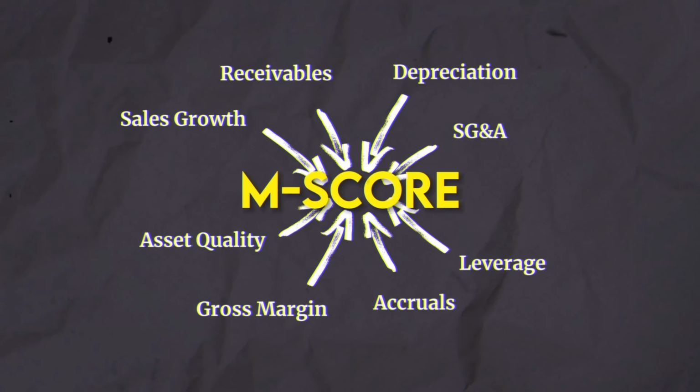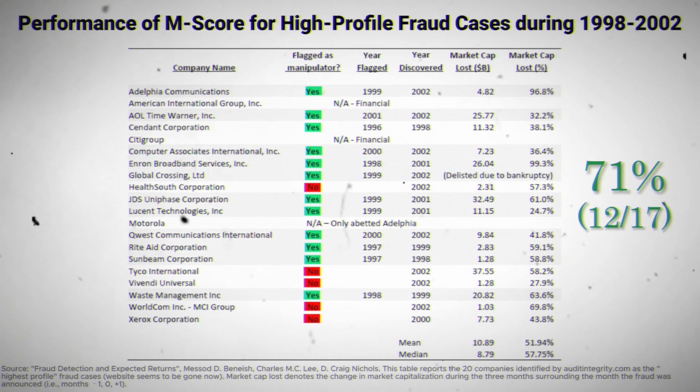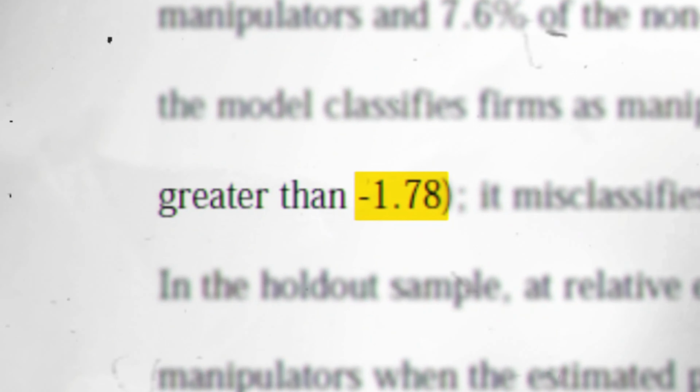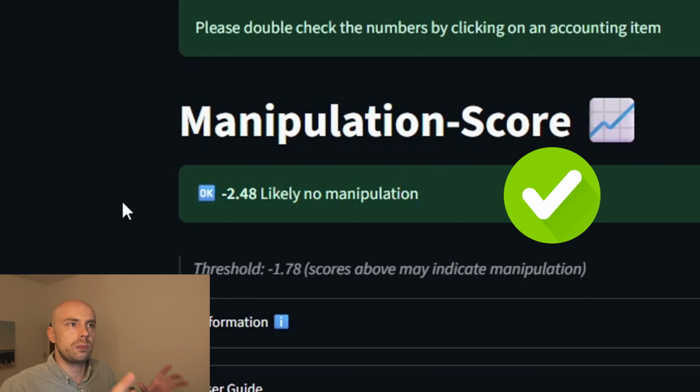Future me here realized I don't go into the details of the model here, since I do that in my previous video. So if you want to know more details, check that out. For now, all you need to know is an M-score above minus 1.78 could indicate bad financials. So in that case, it's good to do some further investigation. It's likely no manipulation if you are using this model.